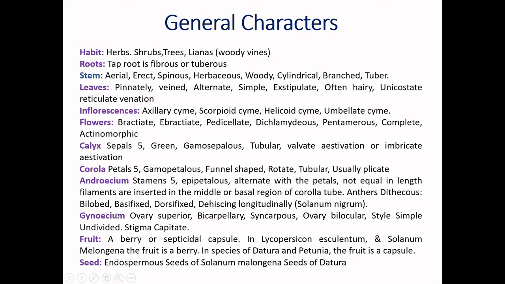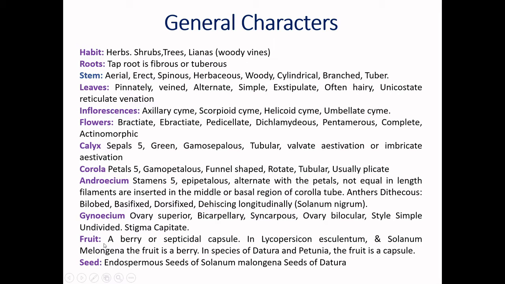The innermost whorl of the flower is the gynoecium. Carpels are 2, ovary superior. Number of carpels is 2, that means bicarpellary. They are fused, that means syncarpous. Ovary with 2 locules, bilocular. Style is very simple, undivided, and the shape of the stigma is capitate.